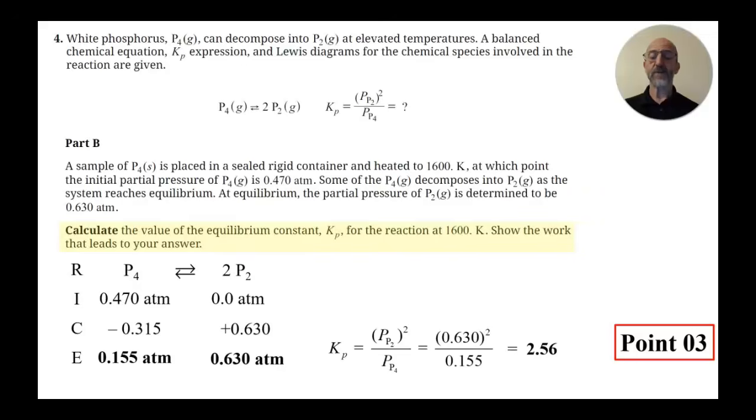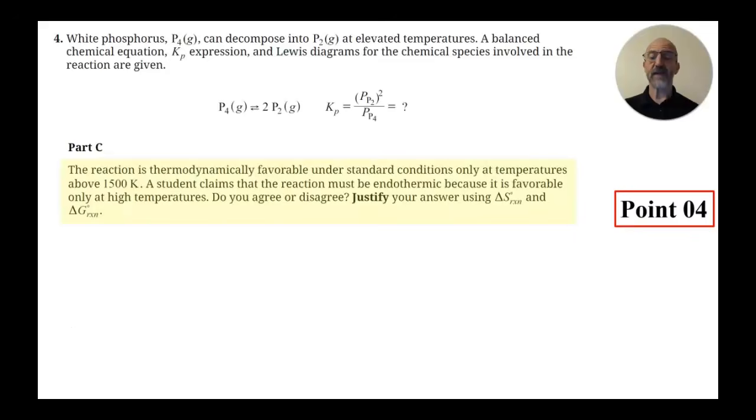So again, point 2, in my opinion, is to determine the partial pressure of P4 at equilibrium, and point 3 is to calculate the value of the equilibrium constant Kp. And then the last point of this question is based on thermodynamic favorability. The reaction is thermodynamically favorable under standard conditions, but only at temperatures above 1500 Kelvin. And a student claims that this reaction must be endothermic because it is favorable only at high temperatures. Do you agree or disagree? Justify your answer by using the delta S and the delta G for this reaction.